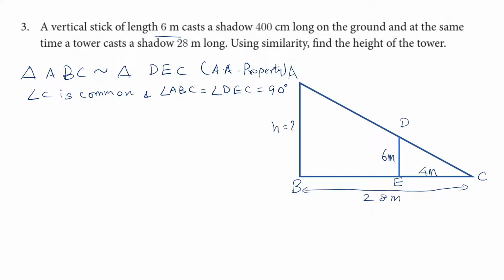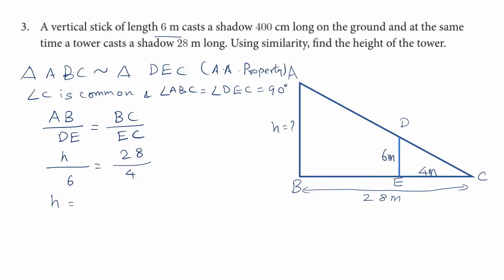Okay, so now their sides are proportionate. So let's take the sides AB by DE is equal to BC by EC. Okay, so our AB is the height we need to find. So H by 6 is equal to 28, which is the length of the shadow of the tower, divided by the length of the shadow of the stick, which is 4. So H is equal to 28 times 6 over 4. So you can cancel this, and this is 7. So our answer is 42 meters.